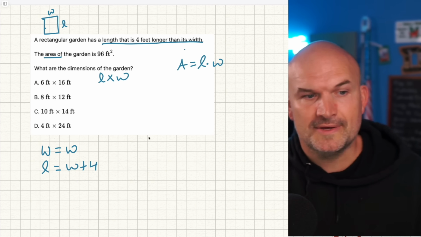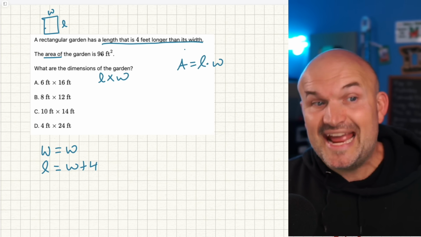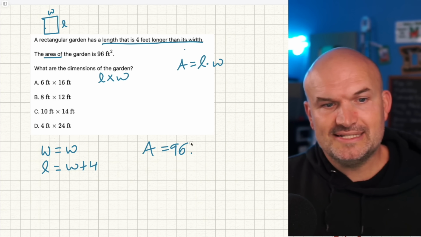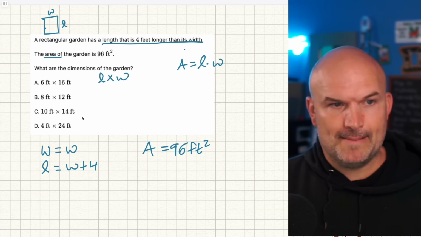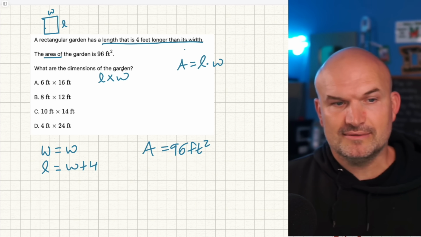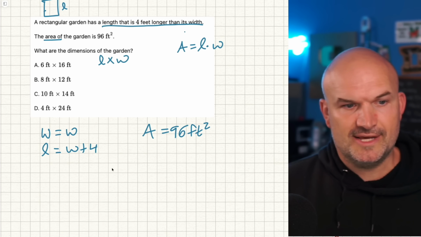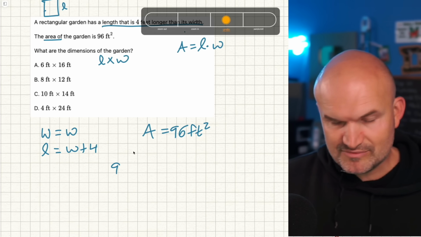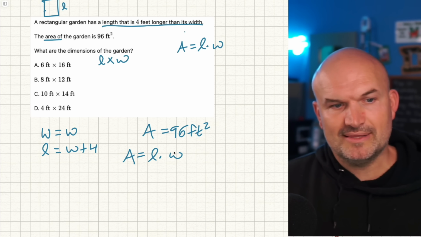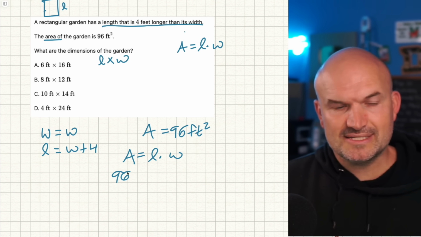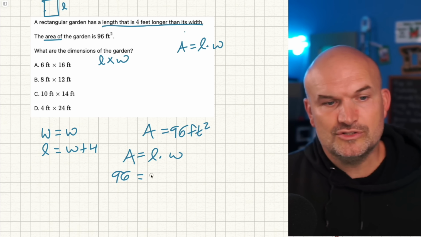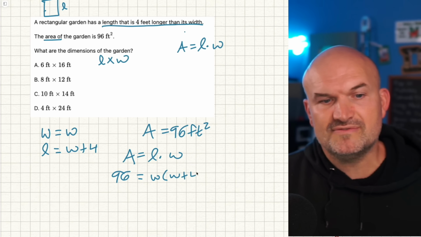That is very important. The next thing that they're given is the area is 96 feet squared. So I can write area equals 96 feet squared. Okay, perfect. So now we know, remember, area equals length times width. Let's write it down real quick. So I have area equals length times width. So 96, I'm going to leave off the dimensions because everything's there. So 96 is equal to W times W plus 4.